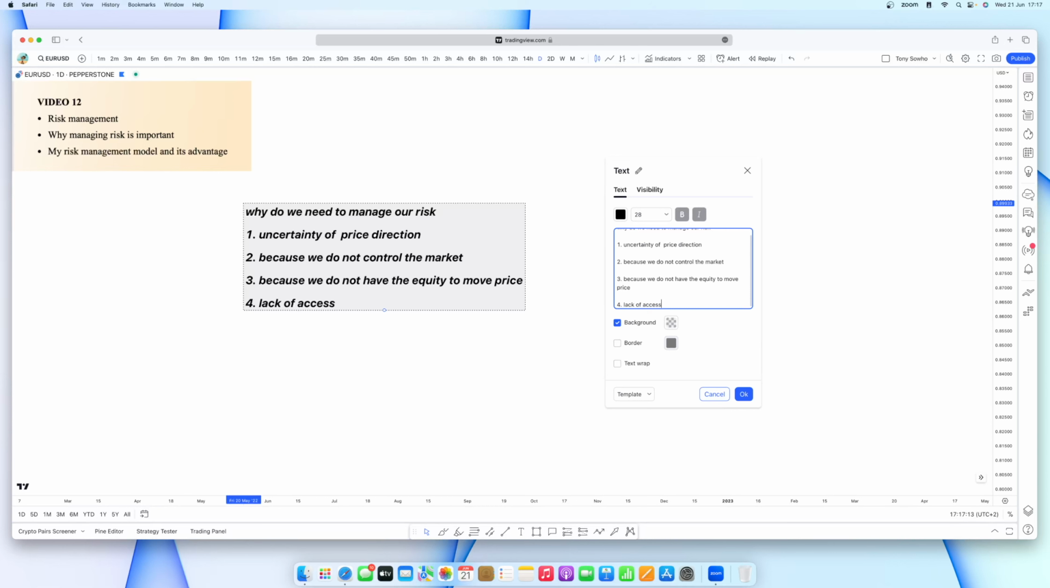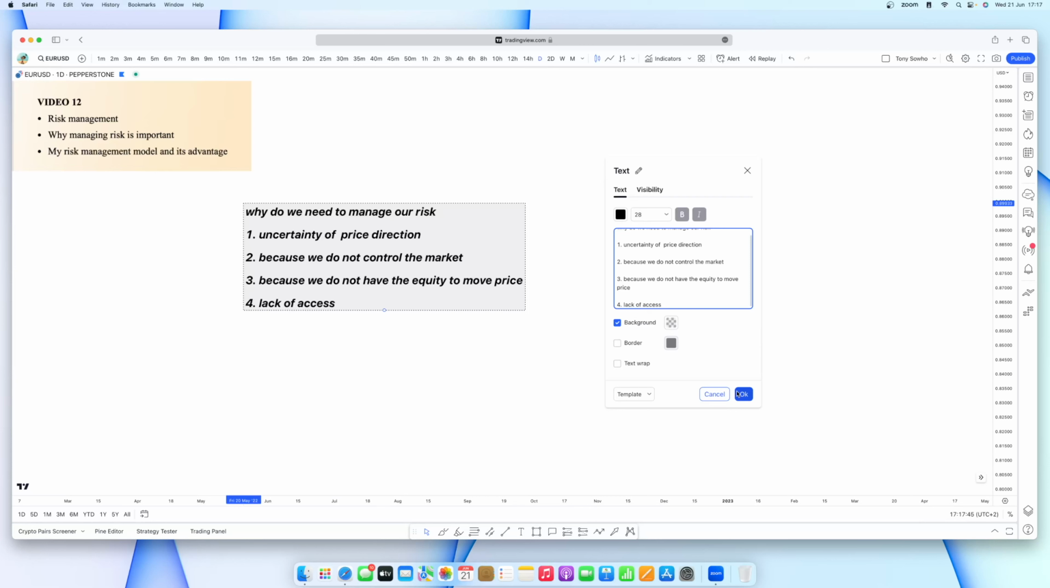So yes, but then we do not have this access. So we need to manage our risk. Okay. We need to manage our risk because we do not have this access. So again, four reasons why we need to manage our risk. Number one, uncertainty of price direction. Number two, because we do not have control. We do not control the market, or we do not have control of the market. Three, because we do not have the equity to move price. And number four, lack of access.